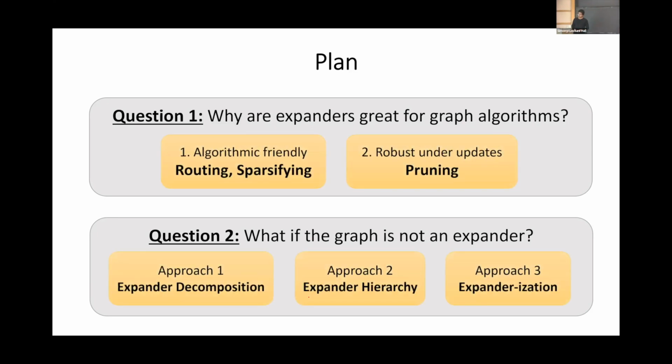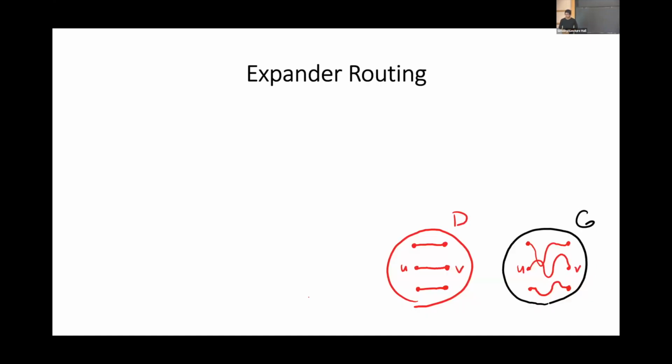And for each of the questions, there will be key tools behind it. So we will go through each of them, but let's just start with the first one, which is that when the graph is an expander, then it's algorithmically friendly. Many questions that seem hard become much easier. And the first thing is called expander routing. It's actually a simple task to state.